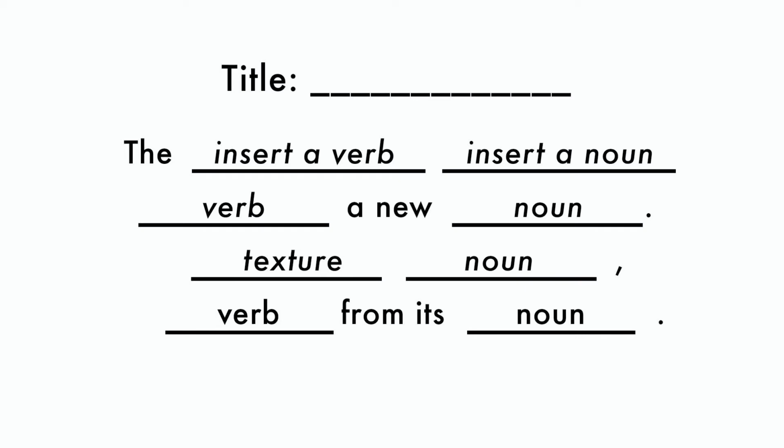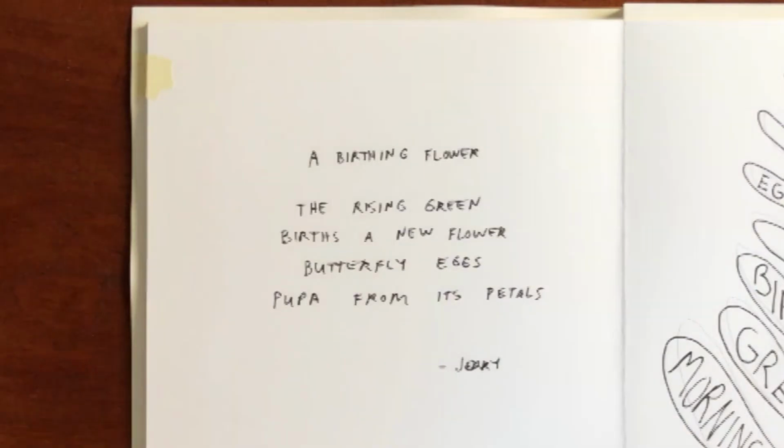Our first line reads the, and then we want to insert a verb and then a noun. Second line, we start with a verb, write the words a new, and then insert a noun. Line 3 includes a texture word or an adjective and a noun. And line 4 starts with a verb, then we write from, its, and then finish with a noun. By the end, you'll probably have an idea of what your poem's about, and that can shape your title. I titled my piece, "A Birthing Flower."